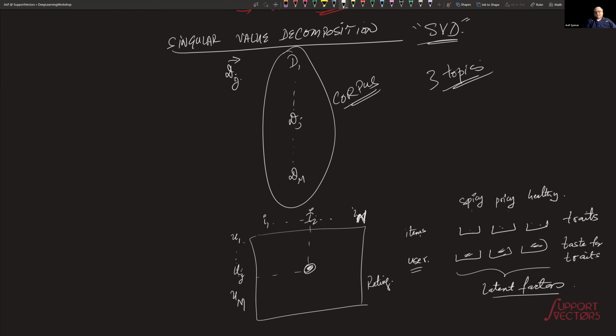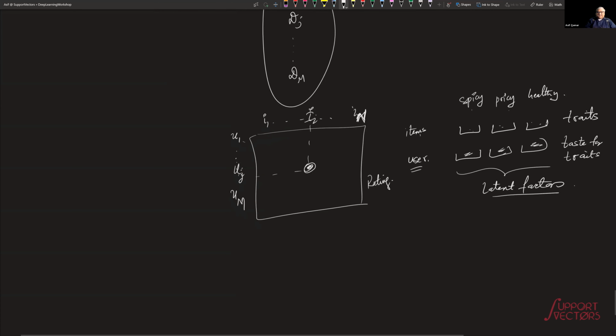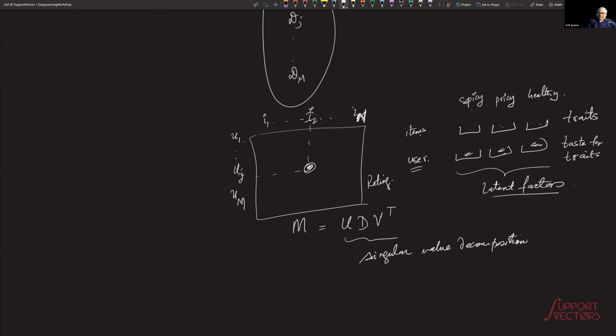And the way we discovered the latent factor was to take this big matrix M and say that M can be decomposed into something very interesting, U diagonal V transpose. This is the so-called singular value decomposition, and I'll just move fast over it. I'll give you the intuition behind it.